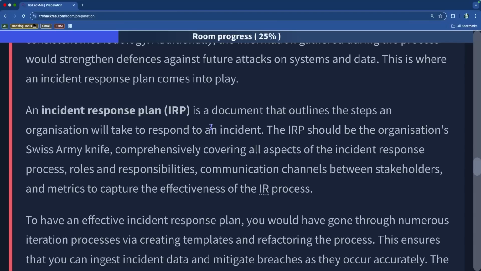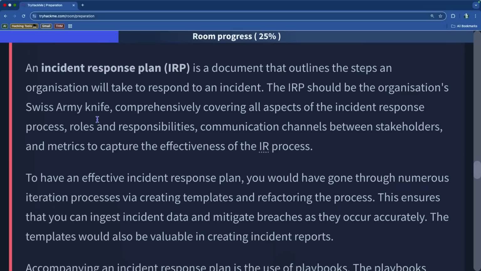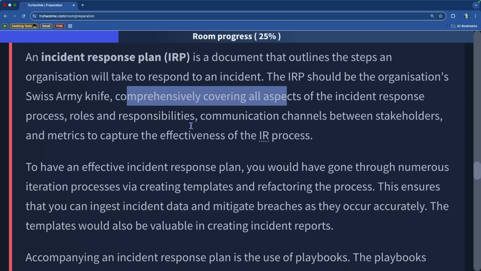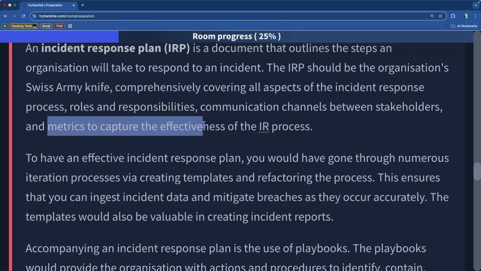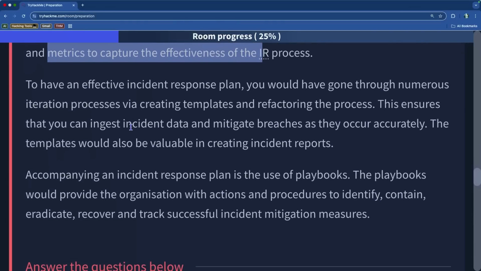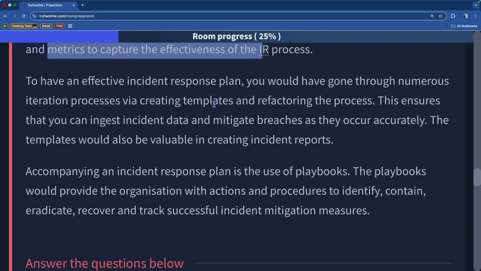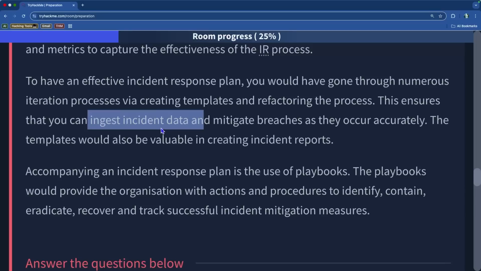The incident response plan is a document that outlines the steps the organization will take, and it should be the organization's Swiss Army knife, meaning it has everything. It has comprehensive coverage of all aspects of the process, the roles and responsibilities, communication channels between stakeholders, and metrics to capture the effectiveness of the IR process. To have an effective plan, you need to go through numerous iterations, creating templates and refactoring the process, and then going through lessons learned, rehearsals, tabletop exercises, all that stuff. And it ensures that you can ingest incident data and mitigate breaches as they occur accurately.